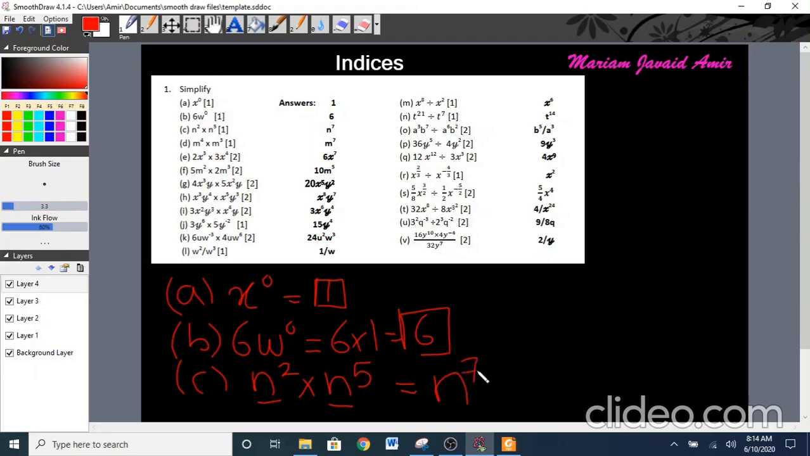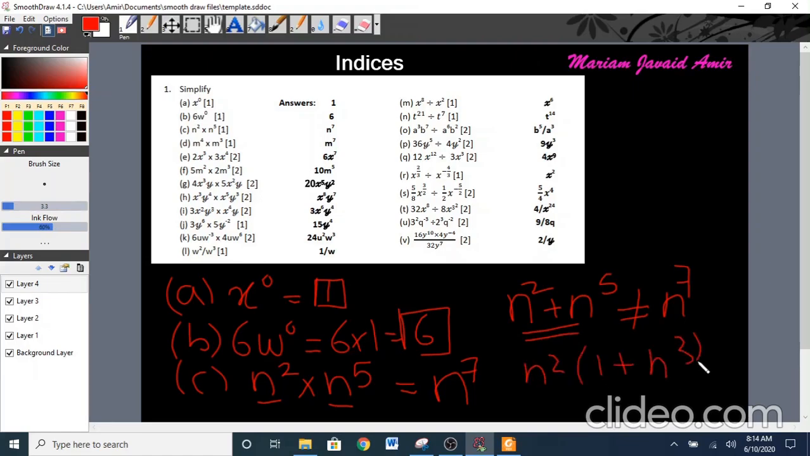Now a very common mistake students make is they think that this would also work for this. This is not equal to 1, n power 7. If you get a question like this, you'll probably be asked to factorize it. So you'll write n squared times (1 plus n cubed), something like that.